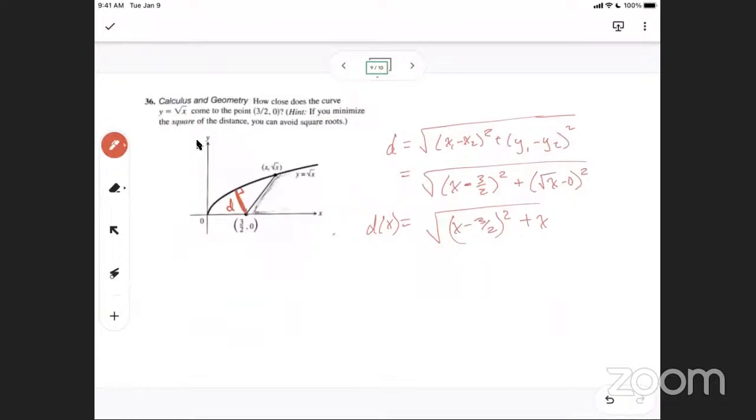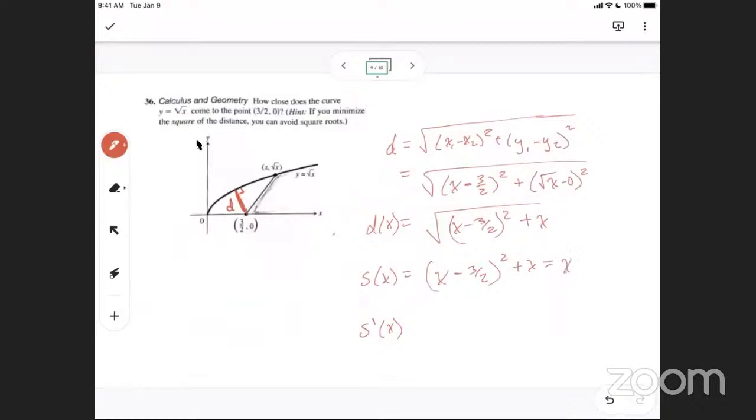Oh, okay. So minimizing this is the same thing as minimizing, we'll call it, the square of the distance. So we're minimizing s basically. So s is going to be the square of the distance. It's x minus 3/2 squared plus x. So we're trying to find the minimum of that. So we were trying to find the derivative of that. Okay, does that make sense?